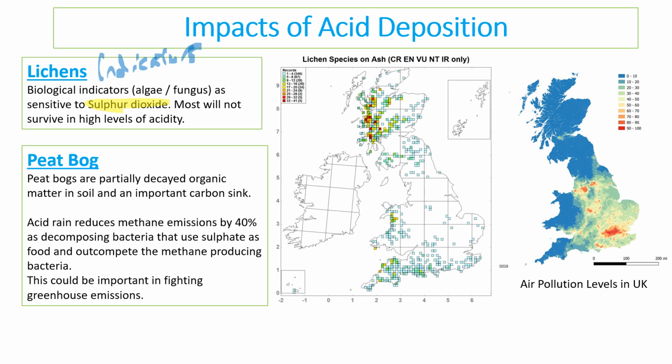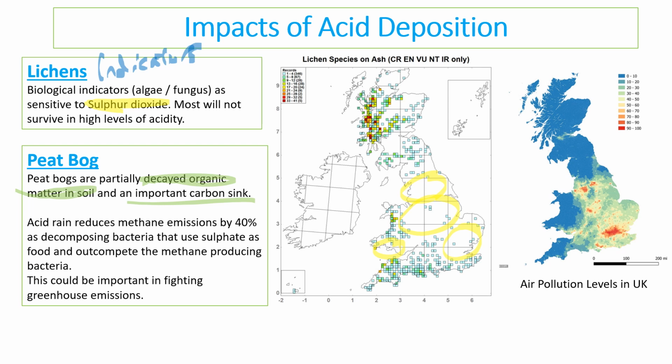And you can see here where lichens tend to live in the UK, very few near Birmingham, very few near London, and sort of Manchester area, Cardiff sort of area here, because of the amount of pollution. Peat bogs are something that's quite important in the battle against climate change. So peat bogs are partially decayed organic matter in the soil, and they're an important carbon sink. So basically they are leaves that haven't completely rotted away, and therefore they trap a lot of carbon in them.